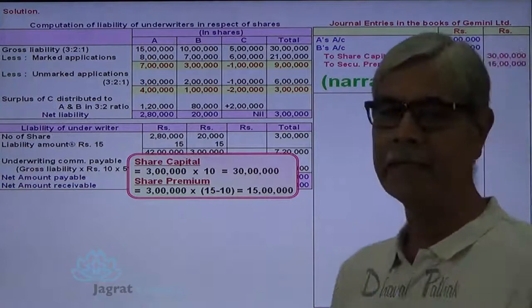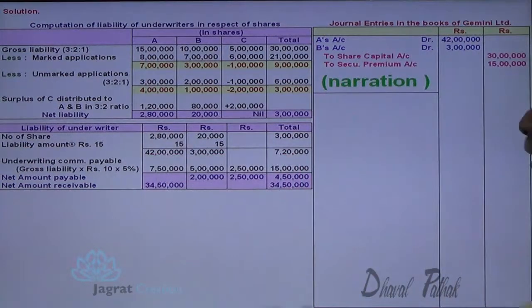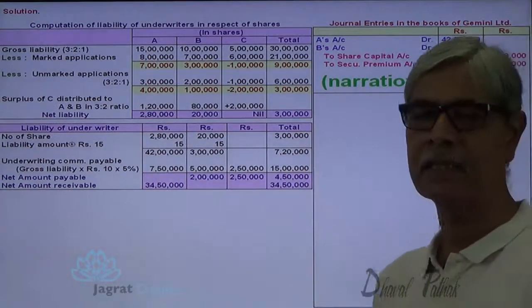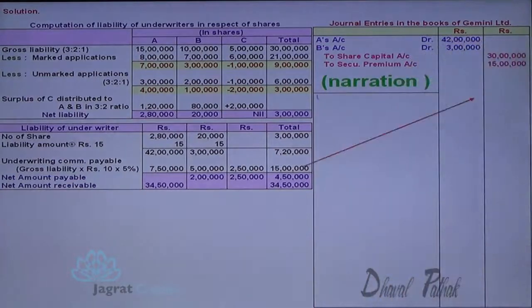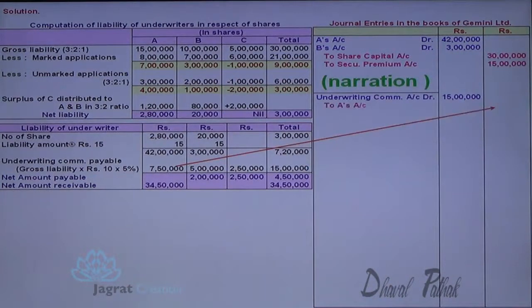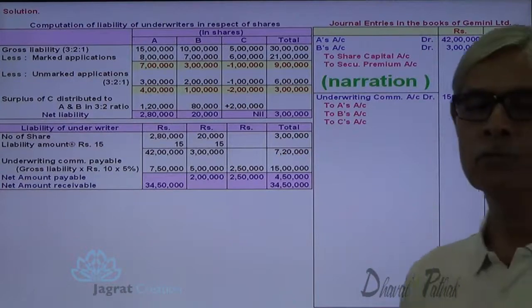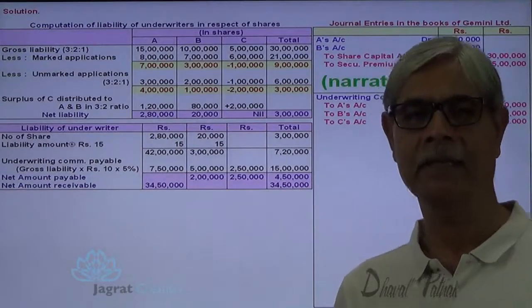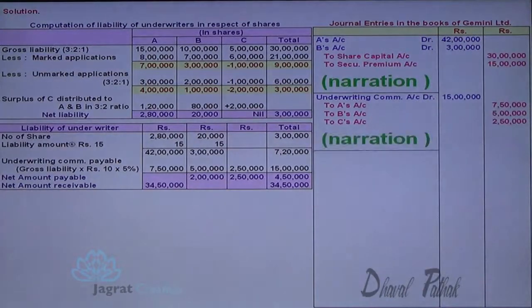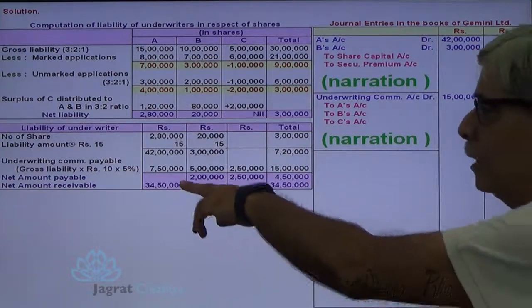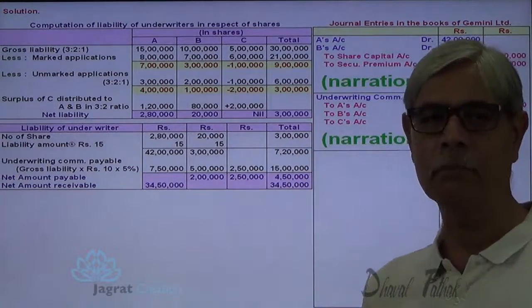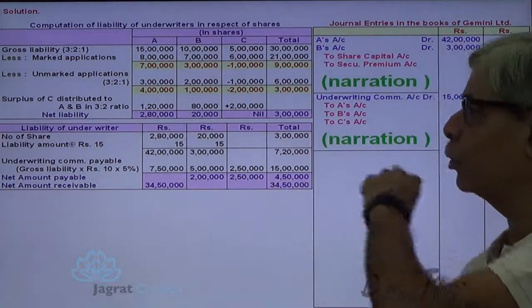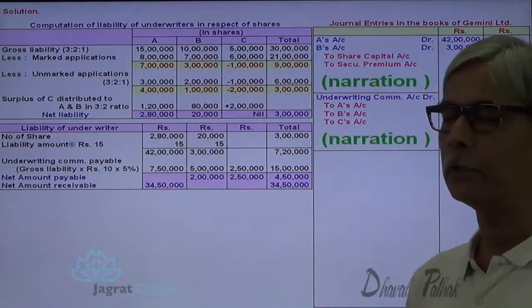Now they are entitled to have underwriting commission. This is the underwriting commission, 50 lakhs is the underwriting commission payable to them. So underwriting commission account debit to A's account credit, to B's account credit, to C's account credit, being underwriting commission payable to underwriters as per underwriting agreement, that's the narration. Now this is the amount to be received from A, this is the amount to be paid to B, and this is the amount to be paid to C.